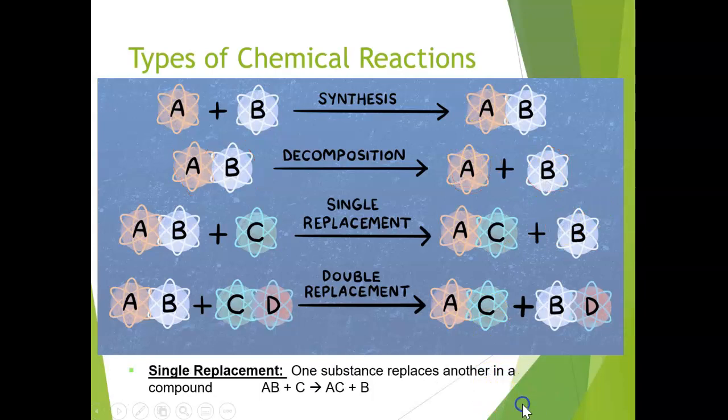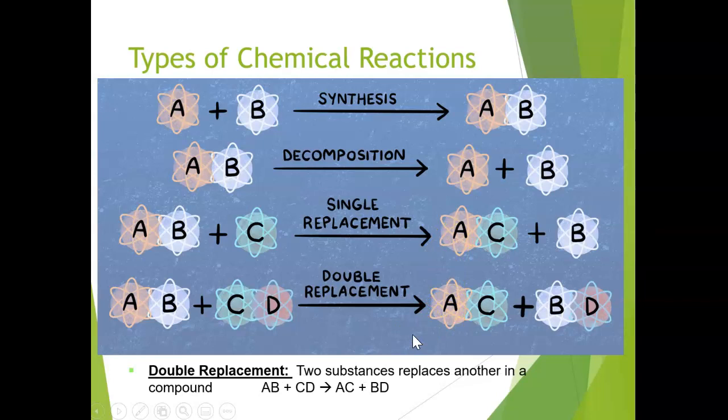The third type of reaction then is called a single replacement reaction, and this is going to be where one substance replaces another in a compound. So we started with substance AB, we added substance C, it undergoes a chemical reaction, and the B and the C basically replace each other. So now we have substance AC, and now we have substance B by itself. So basically there's a single swap that occurs.